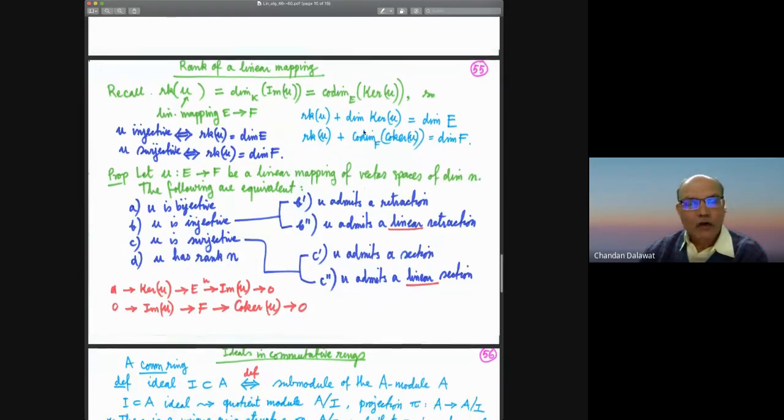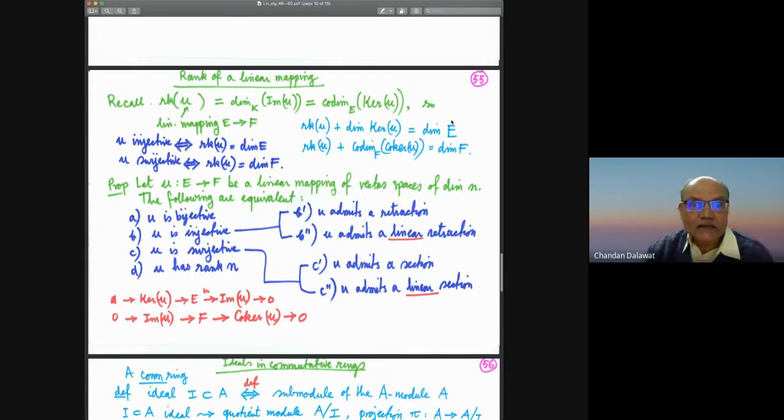So by what we have proved earlier, what do we get? We get these two relations. Rank of U plus the dimension of the kernel of U is equal to the dimension of E, because you have this exact sequence. The kernel of U is contained in E, and the quotient is equal to the image of U. Similarly, the rank of U plus the codimension in F of the co-kernel of U is equal to the dimension of F. That's because you have the exact sequence: image of U contained in the vector space F, and the quotient is the co-kernel of U. So you have the short exact sequence, from which you get this.